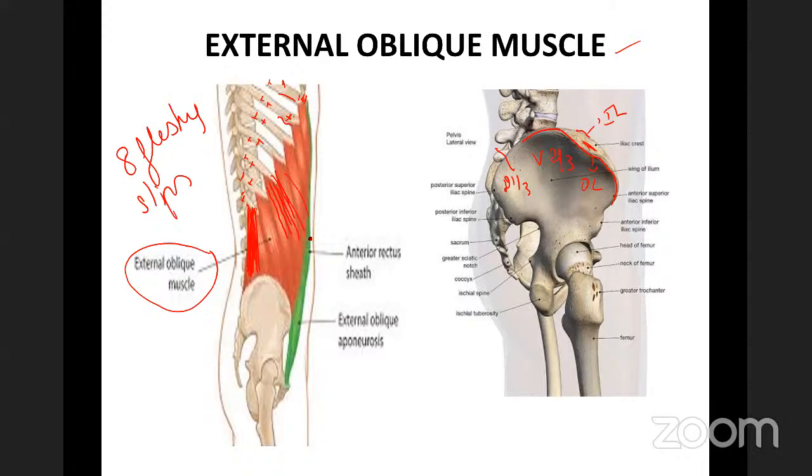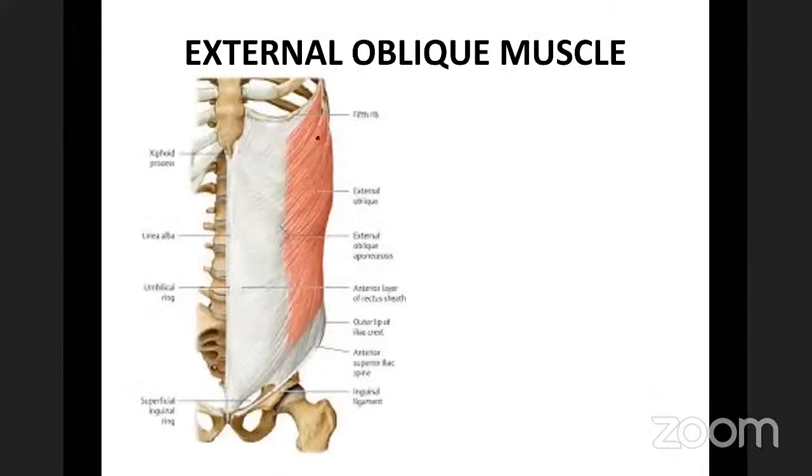It expands to form the aponeurosis to cover the rectus abdominis muscle and thereby it becomes the rectus sheath. Now we will see the other insertion. So the fibers are passing. Just imagine you're putting your hand inside your pocket. So it's passing downwards, forwards, medially.